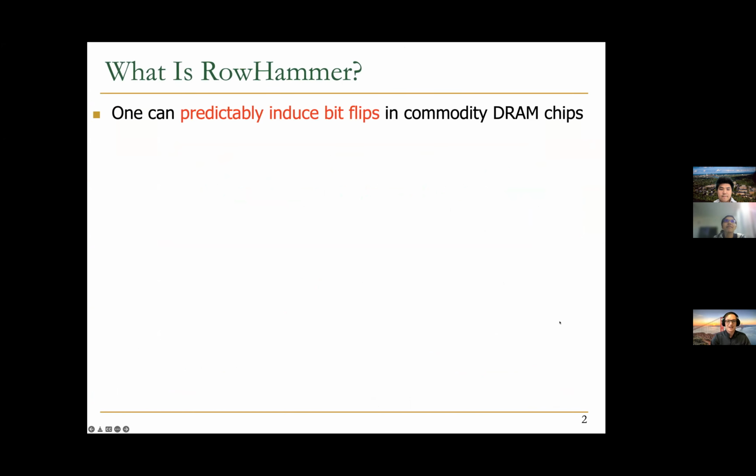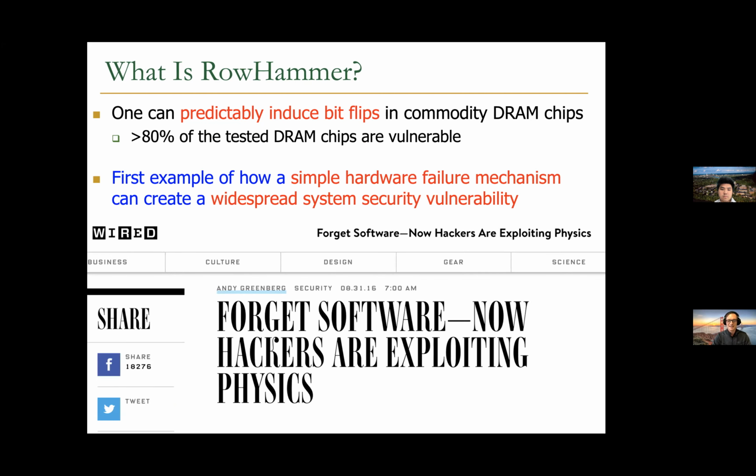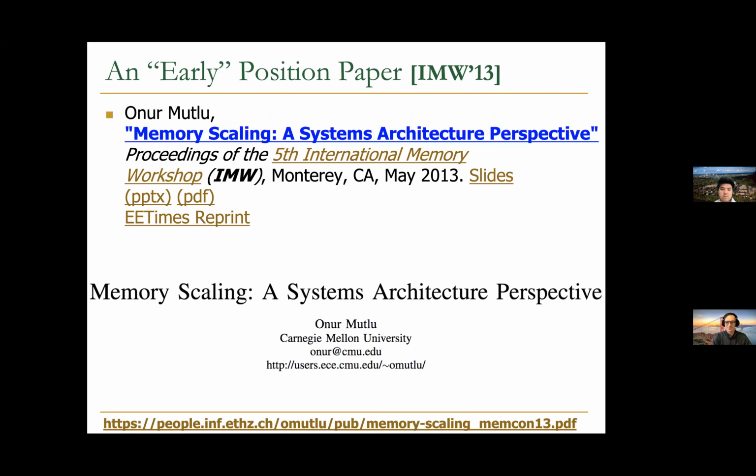So what is Rowhammer? Basically, it's the fact that you can predictably induce bit flips in commodity DRAM chips today, and many chips are vulnerable. They were vulnerable in 2012, and they're still vulnerable today. What's interesting about this is that I believe it is the first example of how a simple hardware failure mechanism can create a widespread system security vulnerability. As a result, people are writing articles that look like this: Forget software, now hackers are exploiting physics.